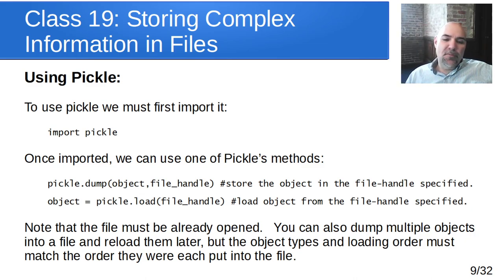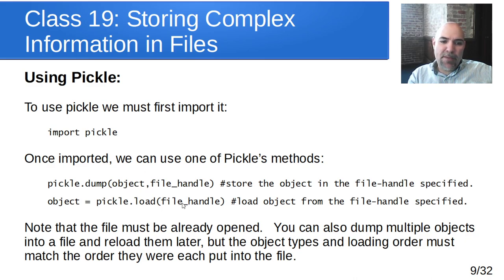So the idea here is once imported, we can use one of its methods. There are two of those that are important to start with here. And then we're going to look at another way to deal with this in a second. But we basically use the pickle module, pickle.dump. Dump is what takes an object and stores it in a file. So we say pickle.dump. We give it the object reference here, so this would be inventory dictionary or player dictionary or bullet list or whatever. And then here, the comma, file handle. This file handle would be an already opened file. So that's how you take an object and dump it into that file.